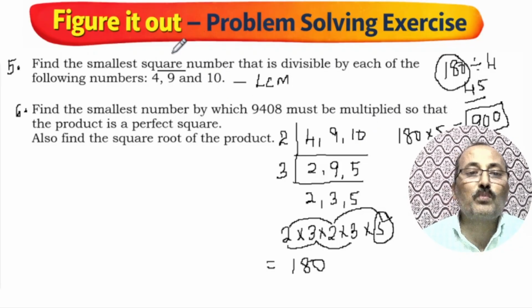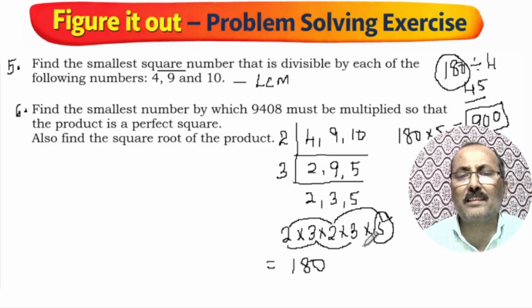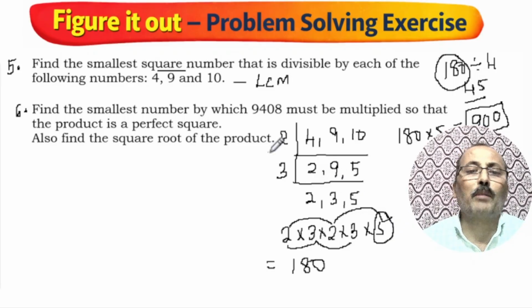So what is the answer for this one? 900 is the smallest square number. Is it a square number? Yes, because all are having pairs. Surely it must be a square number only.